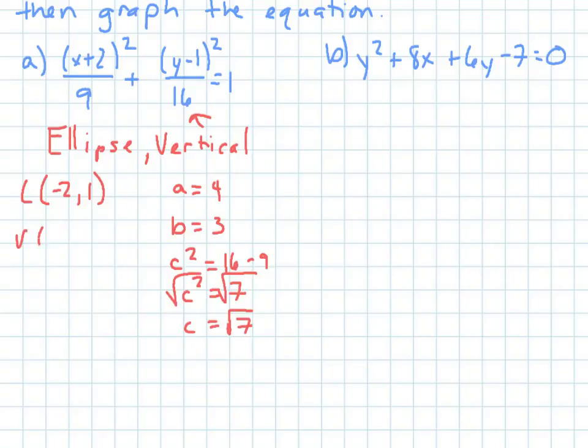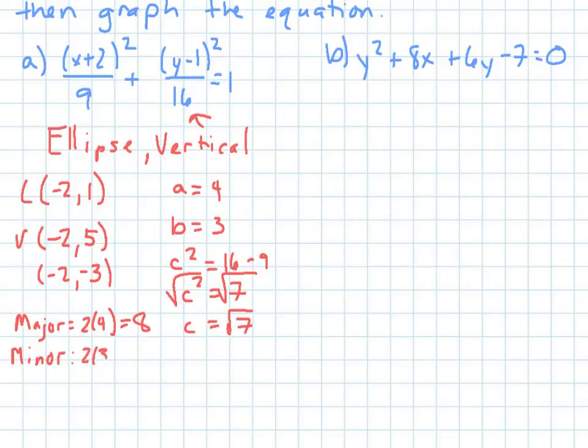Okay, so now I have a c. Now I want to find my vertices, and so that will be -2, and because it's vertical, the y value will be the one changing, so I'm going to add 4 to my value of 1, which gives me 5, and then also subtract 4 from the 1 as well, so that gets me -3. My major axis has a length of 2 times 4, which is 8. My minor axis has a length of 2 times 3, which is 6.